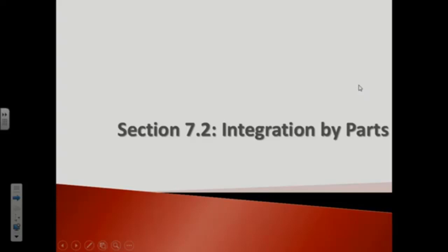Section 7.2 Integration by parts. Integration by parts is a procedure based on reversing the product rule of differentiation. We present this section not only as a technique of integration, but also as a procedure that is necessary in a variety of useful applications.